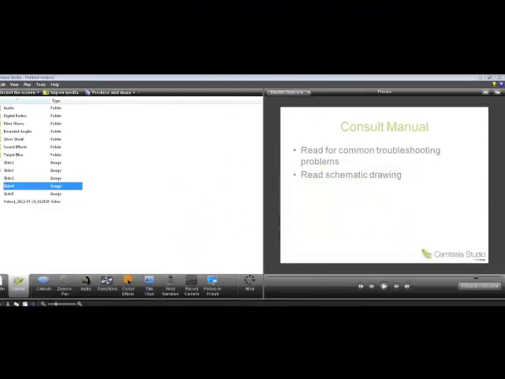To continue the troubleshooting process, you will want to consult the manual that is supplied with the equipment. Then you read for troubleshooting tips that are common with such an appliance, after which you can look at the schematic drawing to troubleshoot along that line.